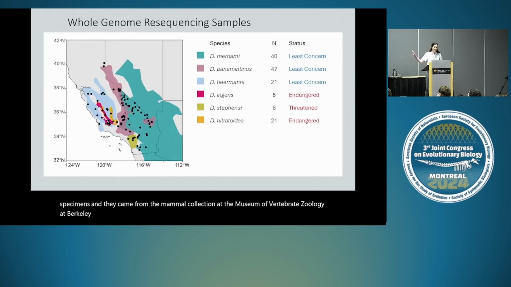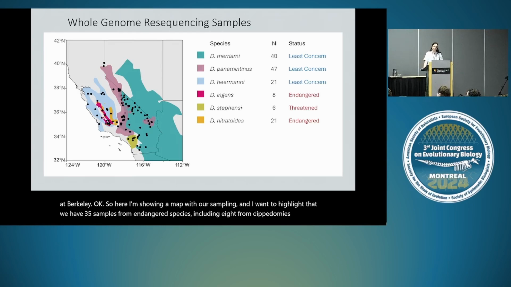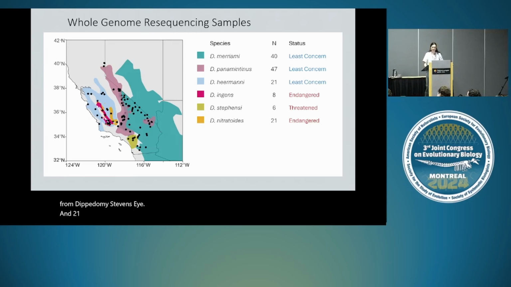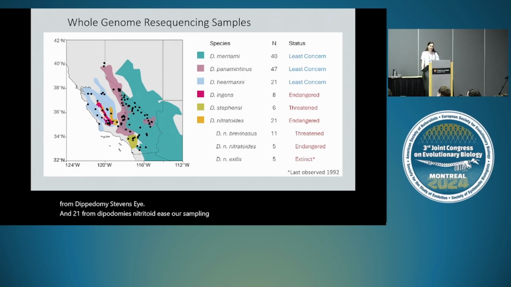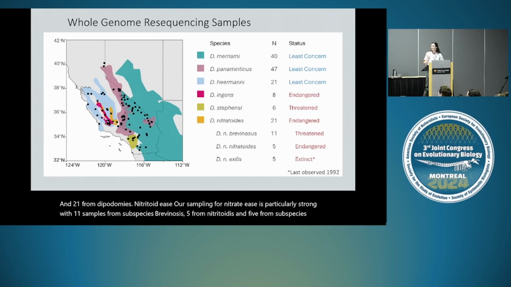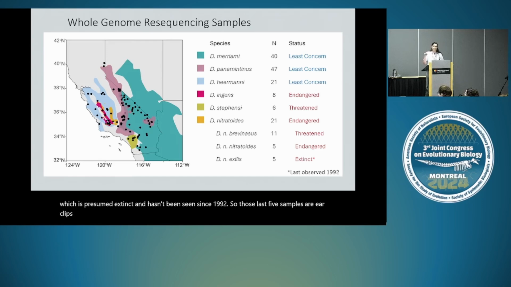Okay, so here I'm showing a map with our sampling, and I want to highlight that we have 35 samples from endangered species, including 8 from Dipodomys ingens, 6 from Dipodomys stephensi, and 21 from Dipodomys nitratoides. Our sampling for nitratoides is particularly strong, with 11 samples from subspecies brevinasus, 5 from nitratoides, and 5 from subspecies exilis, which is presumed extinct and hasn't been seen since 1992. So those last 5 samples are ear clips from outside of Fresno in 1989, and they really provide a unique window into that population in the last few years of its existence.